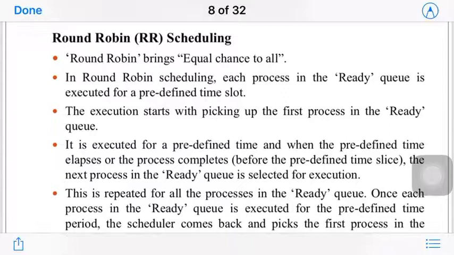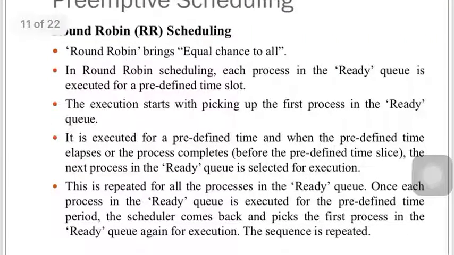The execution starts with picking up the first process in the ready queue. Always the first one will come. It is executed for a predefined time, and when the predefined time elapses or the process completes, even the process can complete before the predefined time, the next process in the ready queue is selected for execution. This is repeated for all the processes in the ready queue.